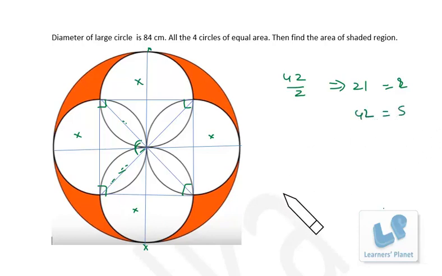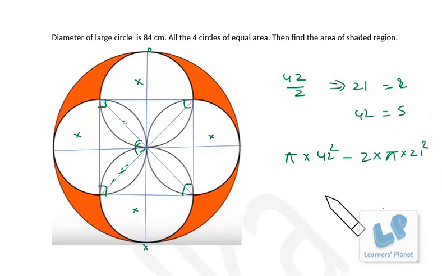Okay, now we can find out the area of the shaded region. So the area of the large circle is pi r square, so pi into 42 square, minus the area of these four semicircles, that is equal to two circles, so 2 into pi r square, that is 21 square, minus the area of this square. So the area of this square will be what? Side is 42, so area will be 42 square.